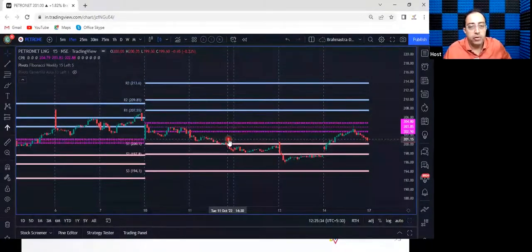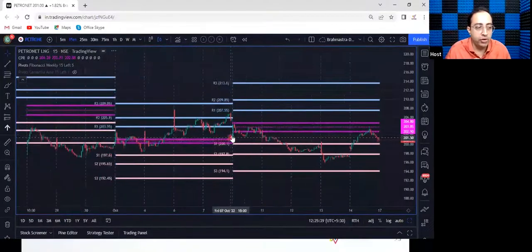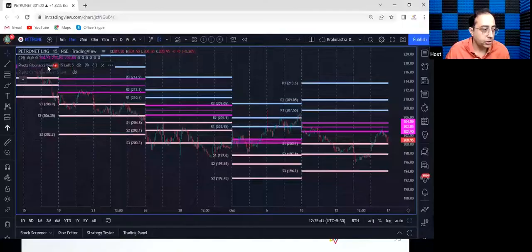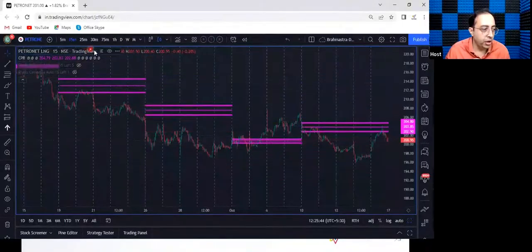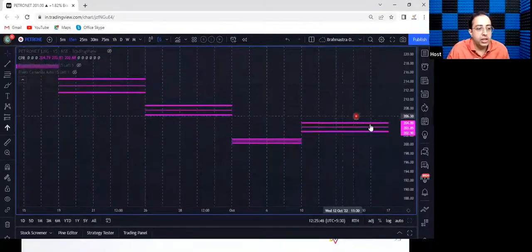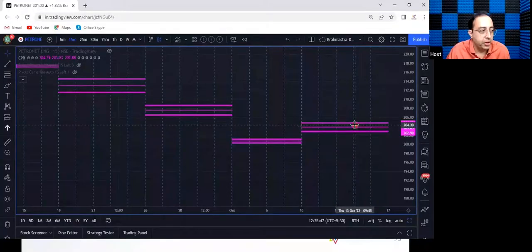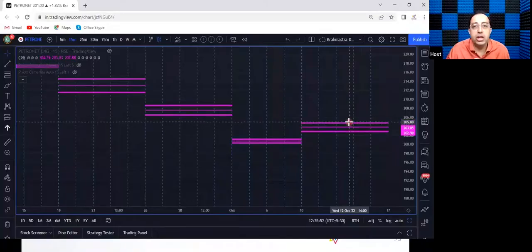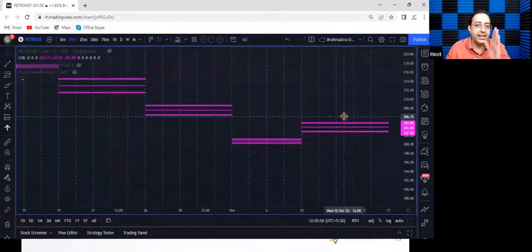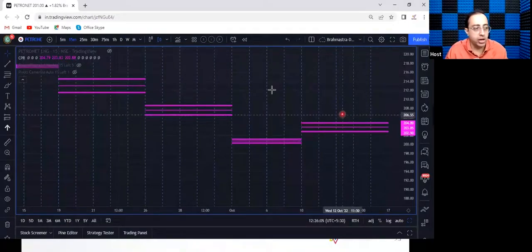All right. So now coming to the concept of NR7, what are we going to see? We are going to see whether this particular pivot is the thinnest compared to the last 7 trading sessions. Franklin Ochoa has found that 7 trading sessions are enough for us to conclude.